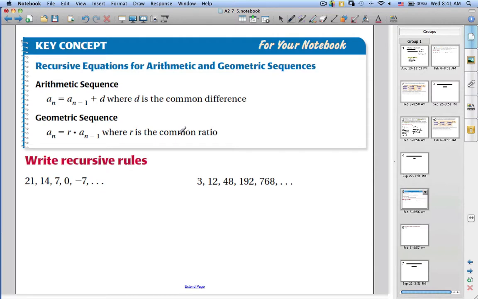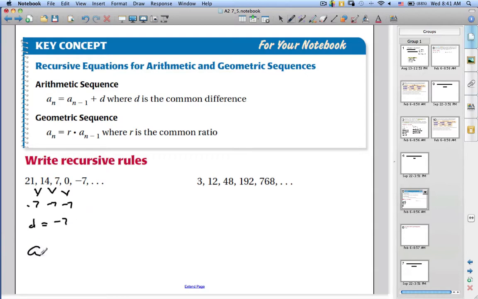So it's really rather simple, but if you want to write a recursive rule, first you'd have to know which type of sequence you had, and you'd have to find the common difference or the common ratio. So if I take a look at this sequence, 14 minus 21 is negative 7. 7 minus 14 is negative 7. 0 minus 7 is negative 7. So my common difference, I found it by subtracting, is negative 7.